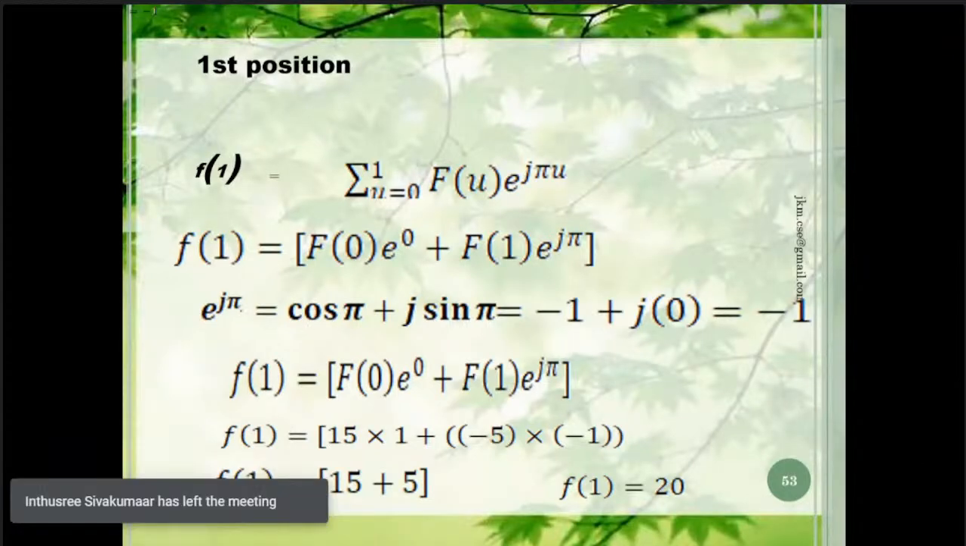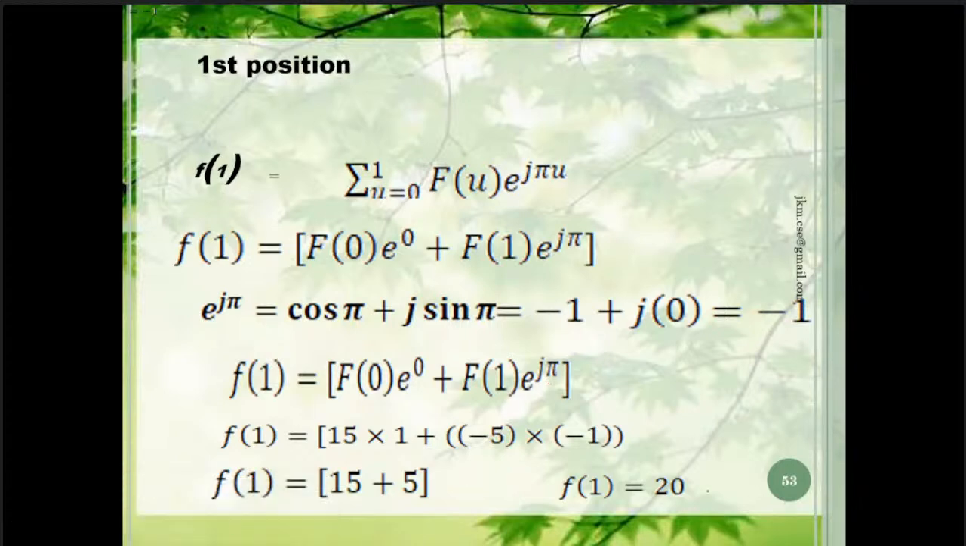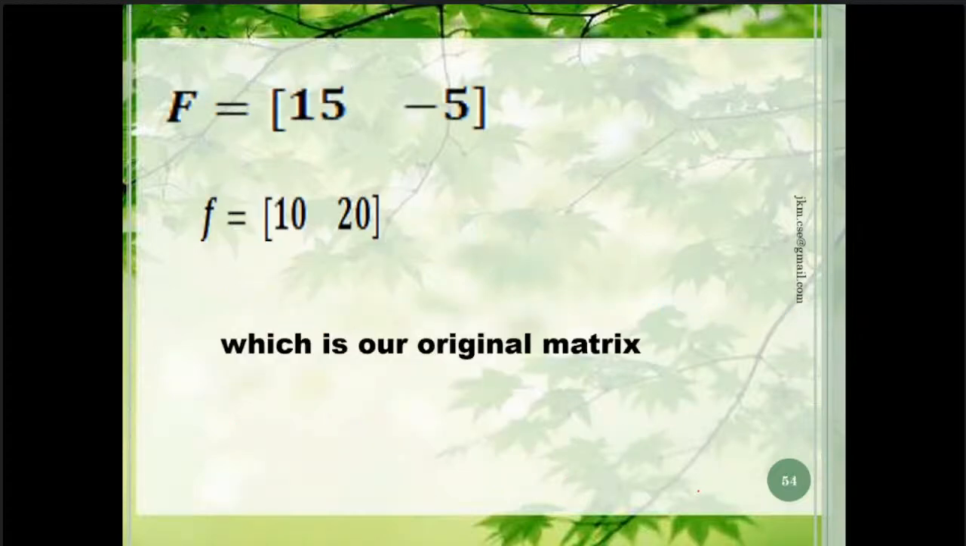You see, e to the power j pi equals minus 1. I am putting this j pi value, and you see what I am getting. This is completely reversible. That means the transformation is not any problem.